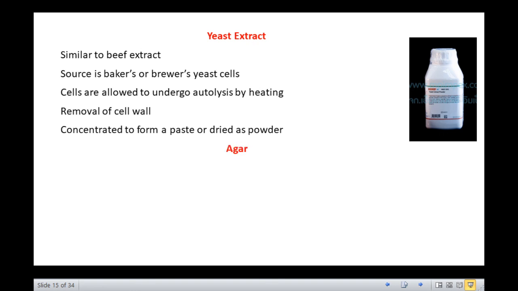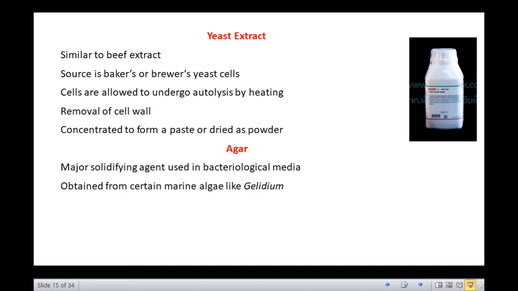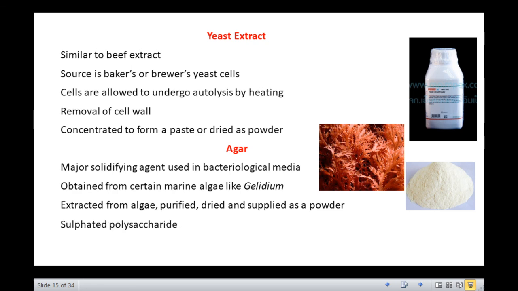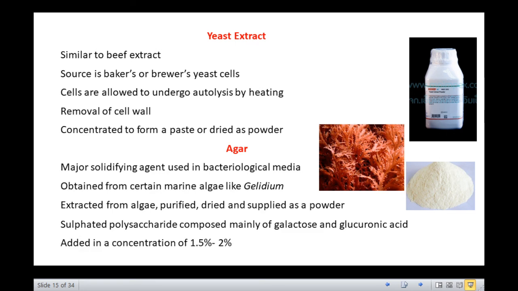Yet another component is agar. Agar is the major solidifying agent used in bacteriological media. It is obtained from certain marine algae like Gelidium. It is extracted from algae, purified, dried, and supplied as a powder. It is a sulfated polysaccharide composed mainly of galactose and glucuronic acid. It is added in a concentration of 1.5 to 2% to the liquid media, usually after all the components are added to obtain the solid media.